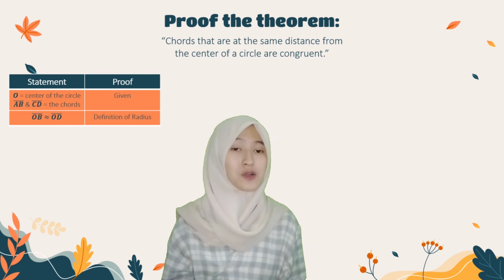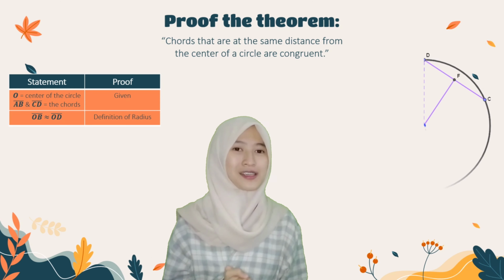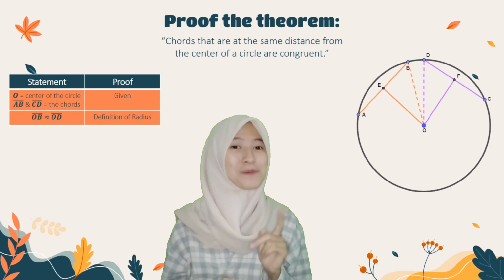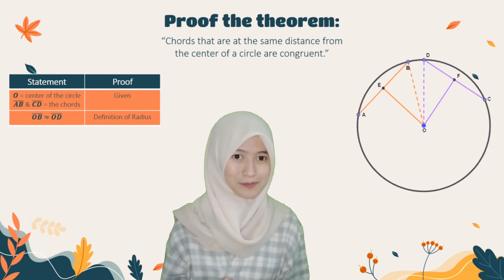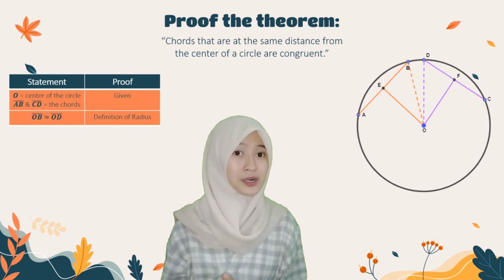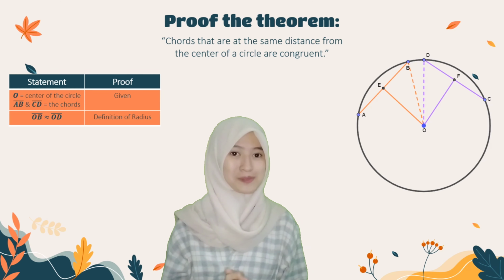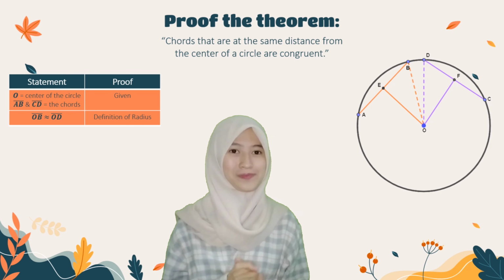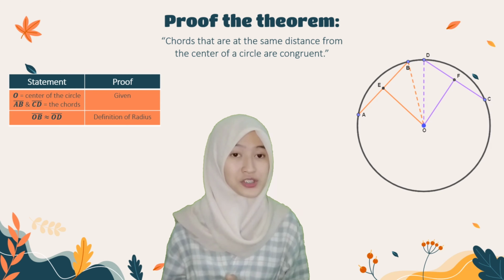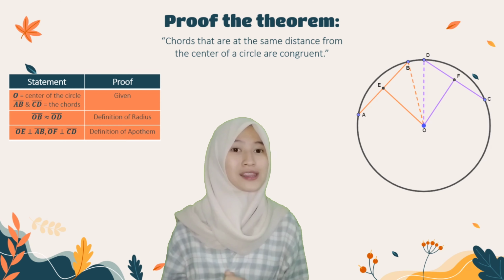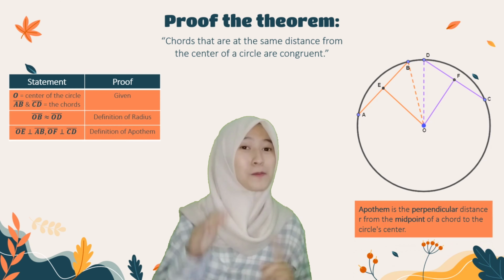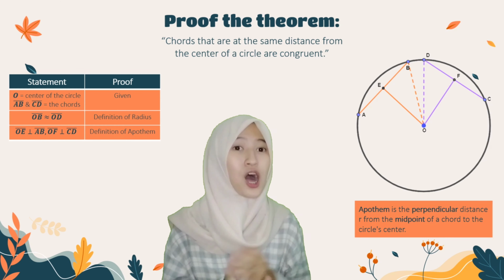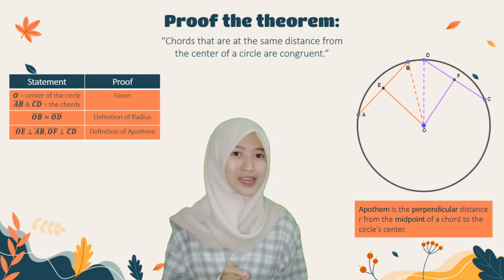Next, we must draw the apothem between the center of the circle and the chords. In this step, we can use the midpoint to get the apothem more easily. So here, we get two apothems, which are line OE and line OF. By the definition of the apothem, we know that line OE is perpendicular with line AB. Also, line OF is perpendicular with line CD.